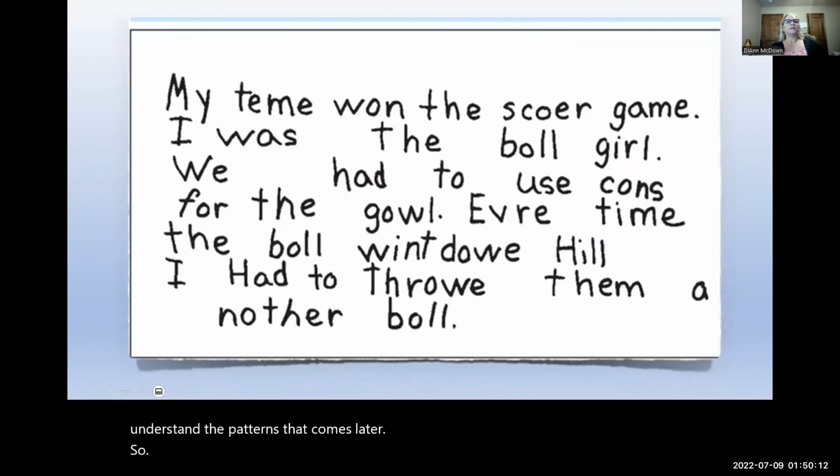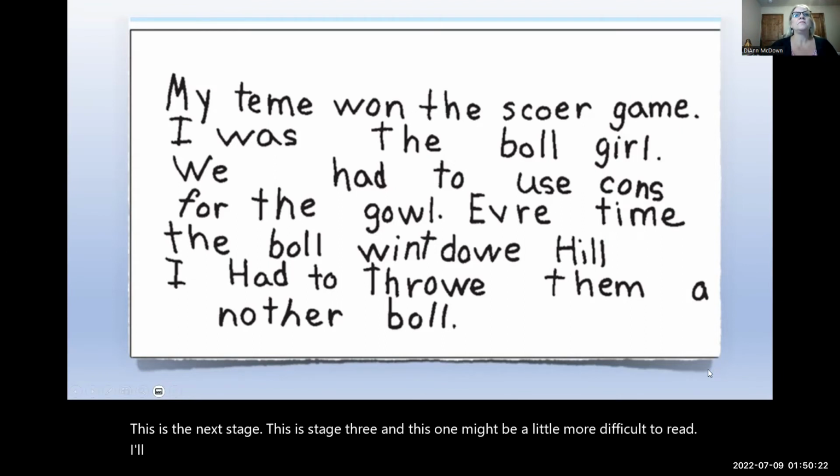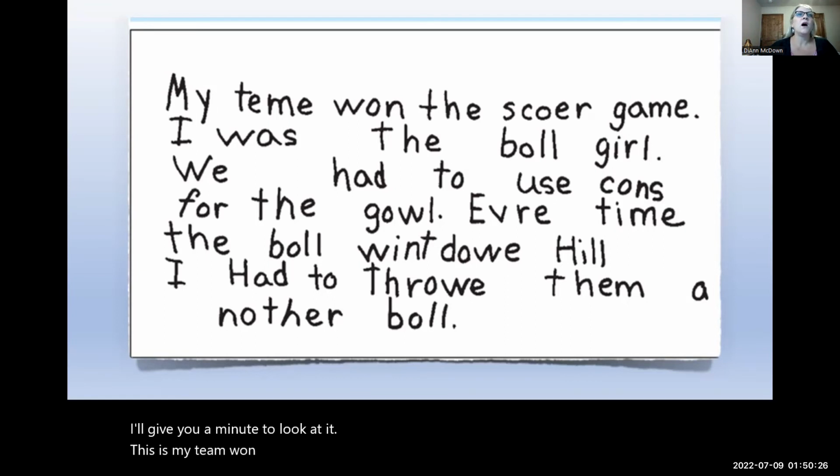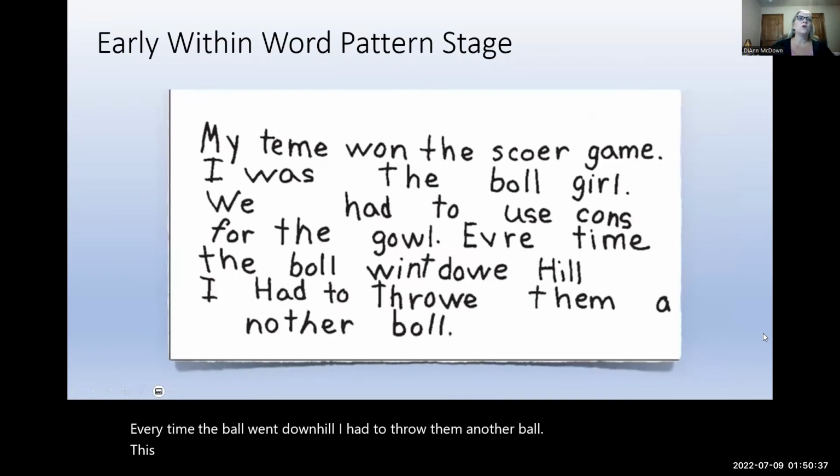Okay, so now this is the next stage. This is stage 3, and this one might be a little more difficult to read. I'll give you a minute to look at it. It says, my team won the soccer game. I was the ball girl. We had to use cones for the goal. Every time the ball went downhill, I had to throw them another ball. This is what we call the early within word pattern stage.